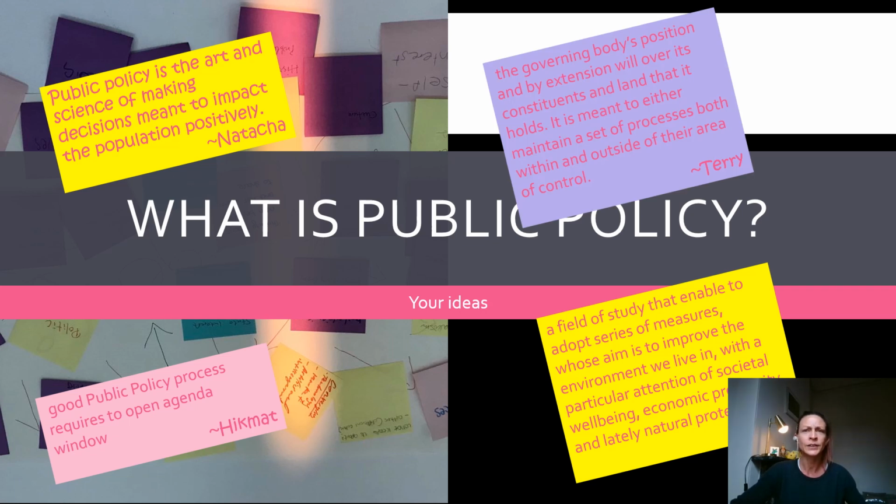And Terry said, well, actually, it's about the governing body's position and, by extension, its will over its constituents and the land that it holds. So here, there's a really interesting notion that public policy is both bounded by a governmental or political system, but also geographically. And that's something we're really starting to question in this course, because that is certainly true and has been the case historically in public policy scholarship, that we think about public policy as a domestically bounded sphere.